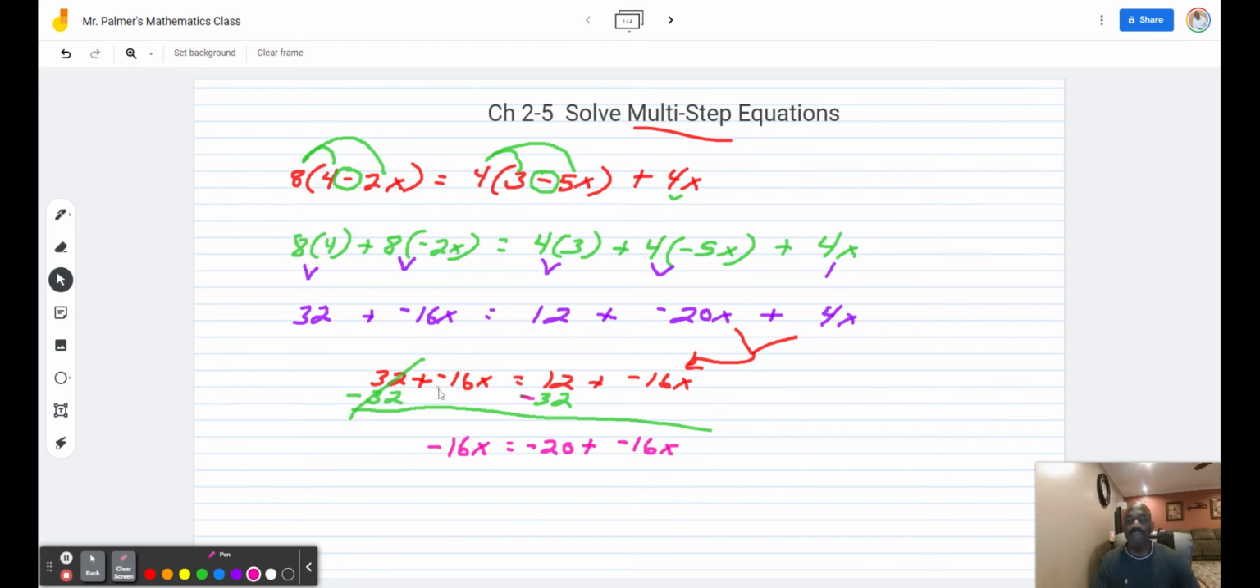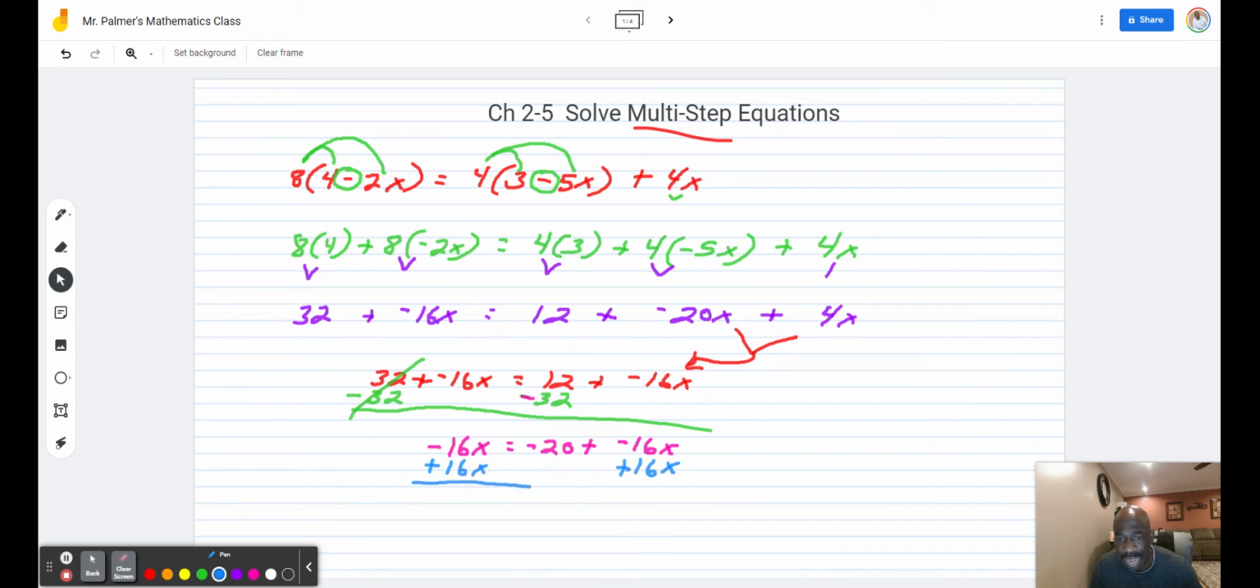All right. Now that I move my numbers to the right side, I need to move my letters to the left. So now what I want to do is let's move this over to the other side. Negative 16x here. And that's positive. I'm putting the positive 16x underneath the negative 16x. All right. Positive 16x here.